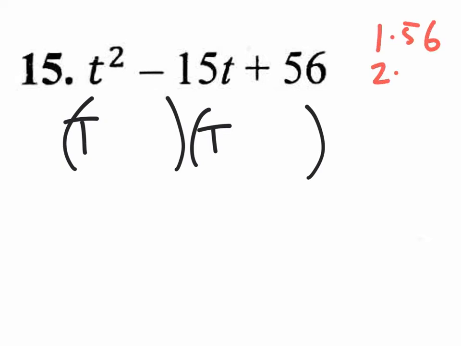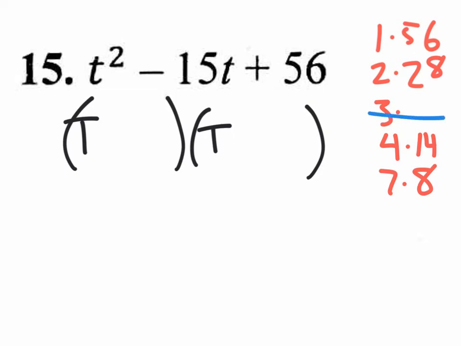2 times, what's 56? 3 times something give us 56? 56 on the calculator divided by 3? No, doesn't work. Okay. How about 4 times something give us 56? 4 times 14, that works. 5 times something? No. 6 times something? No. 7. 7 times 8 gets us 56. And which pair of numbers, obviously this didn't work, but which pair of numbers combines together to give us negative 15?